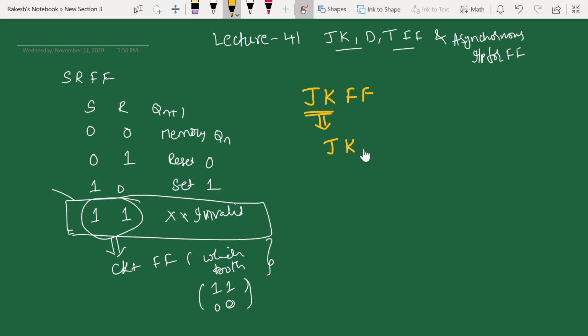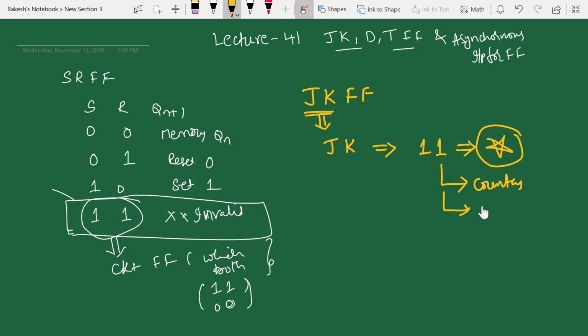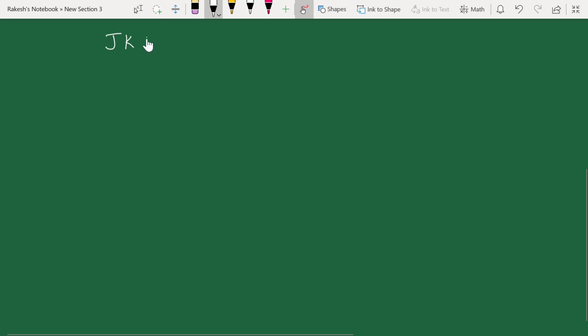In JK flip-flop, we are going to use 1-1 combination, and this 1-1 combination is going to produce a very interesting result. This result is the key for designing counters or designing many sequential logic circuits also. Now we'll see how this JK flip-flop is going to allow this particular input state and produce a useful result for us. Now let's take the JK flip-flop. JK flip-flop is the same as SR flip-flop with a slight modification.